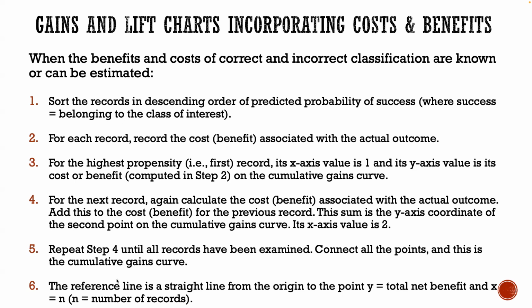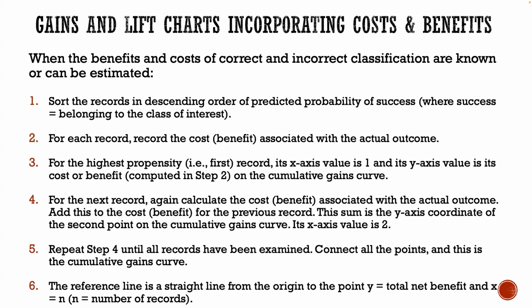So we have a step-by-step process here. We sort the records in descending order of predictive probability, which is what we do in any case. We just saw the example of lift chart where the probabilities were in a descending order. Then for each record, we will record the cost or benefit associated with the actual outcome. So $10 profit, for example, or $1 cost of sending the mail. Then for the highest propensity, which is the very first record, which has the highest probability, its X value will be 1 because it is the first record, and the Y value will be its cost or benefit.